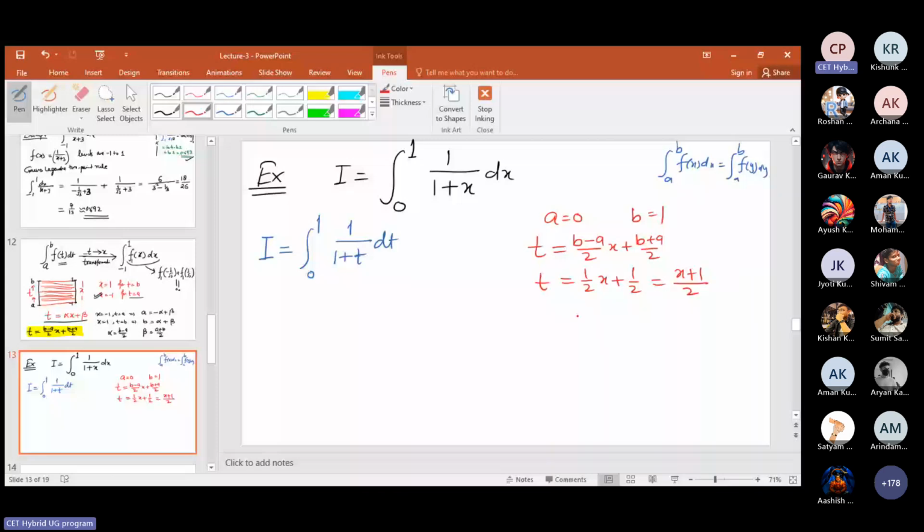t को ट्रांसफॉर्म कर रहे हो तो dt is equals to क्या हो जाएगा, 1 by 2 dx. सिंपल इंटीग्रेशन का चेंज है, ट्रांसफॉर्मेशन है.